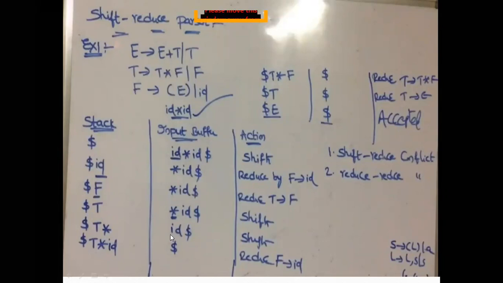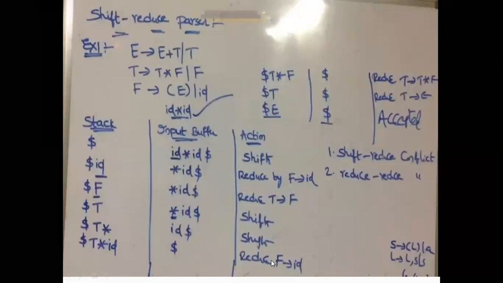Okay. Then next id. id is another terminal, so we are performing a shift operation. id is pushed onto the stack. Then the stack has T star id, and the input buffer has dollar. Now, is there any production in the right hand side with id? Yes, we have one. So this is replaced with the left side non-terminal, and we use a reduce operation.